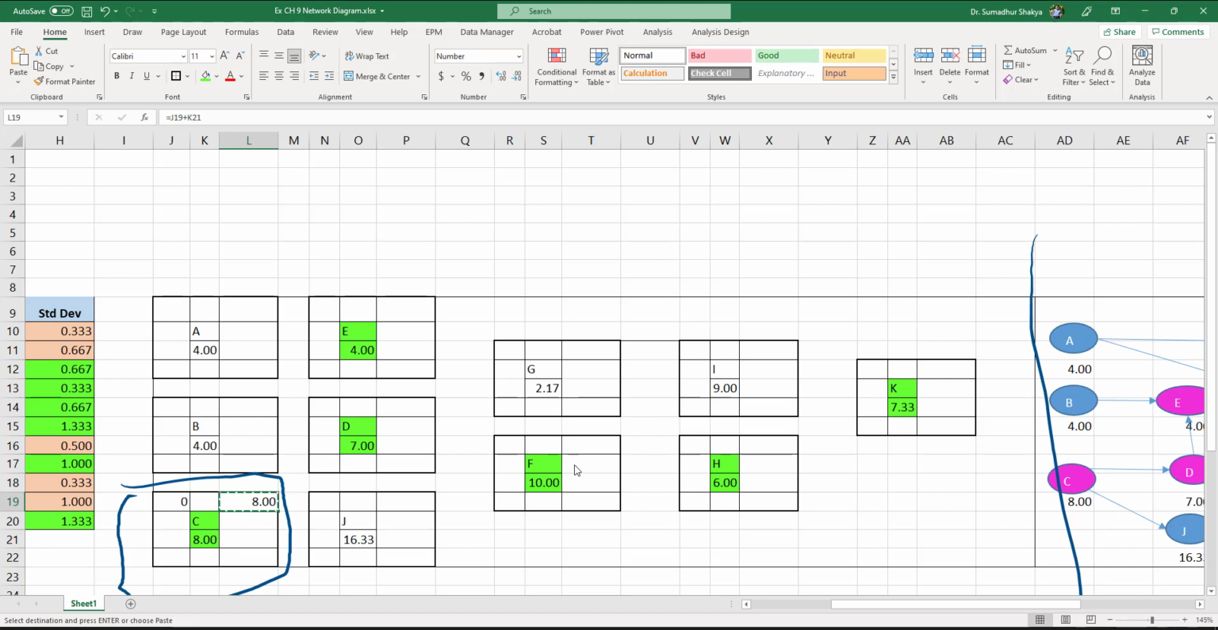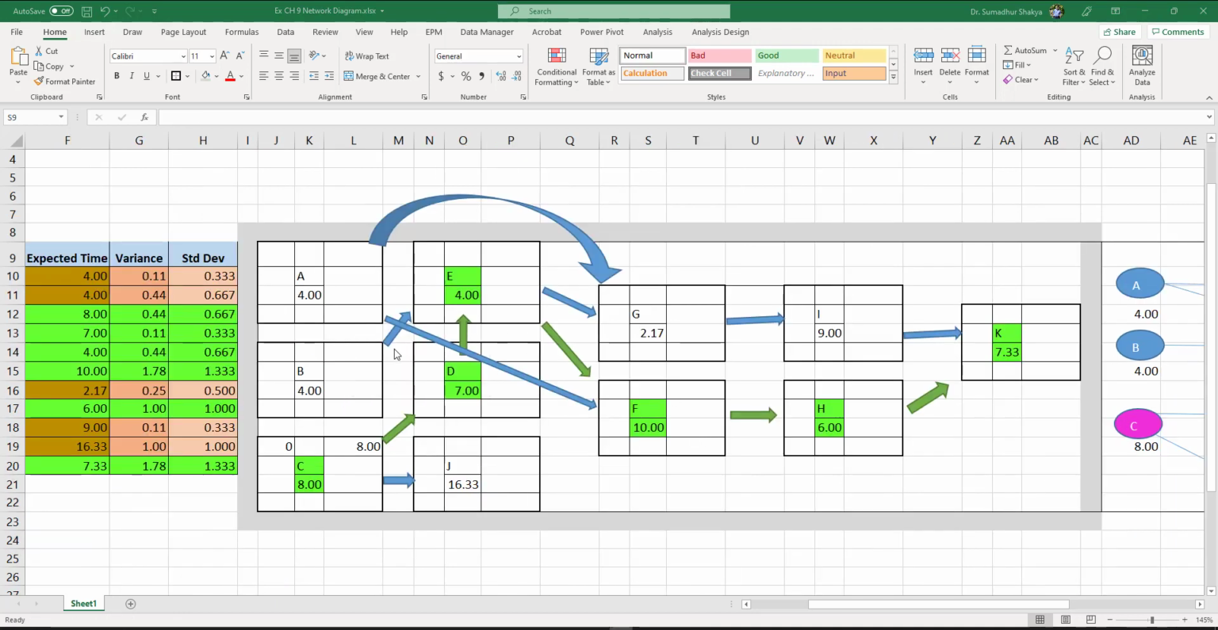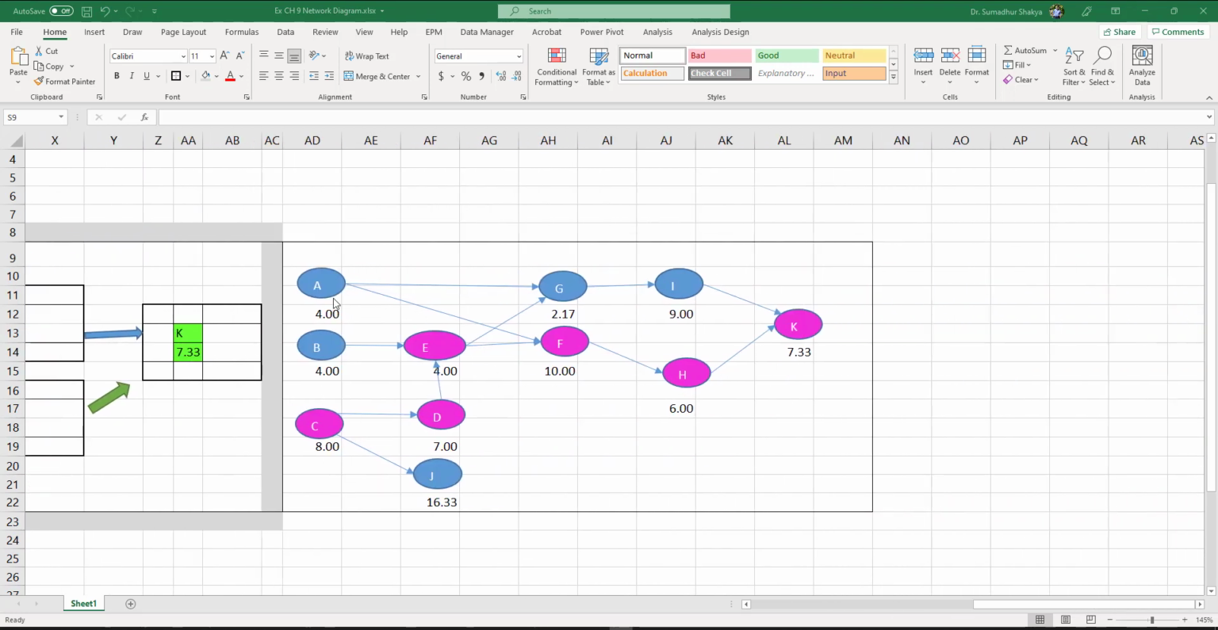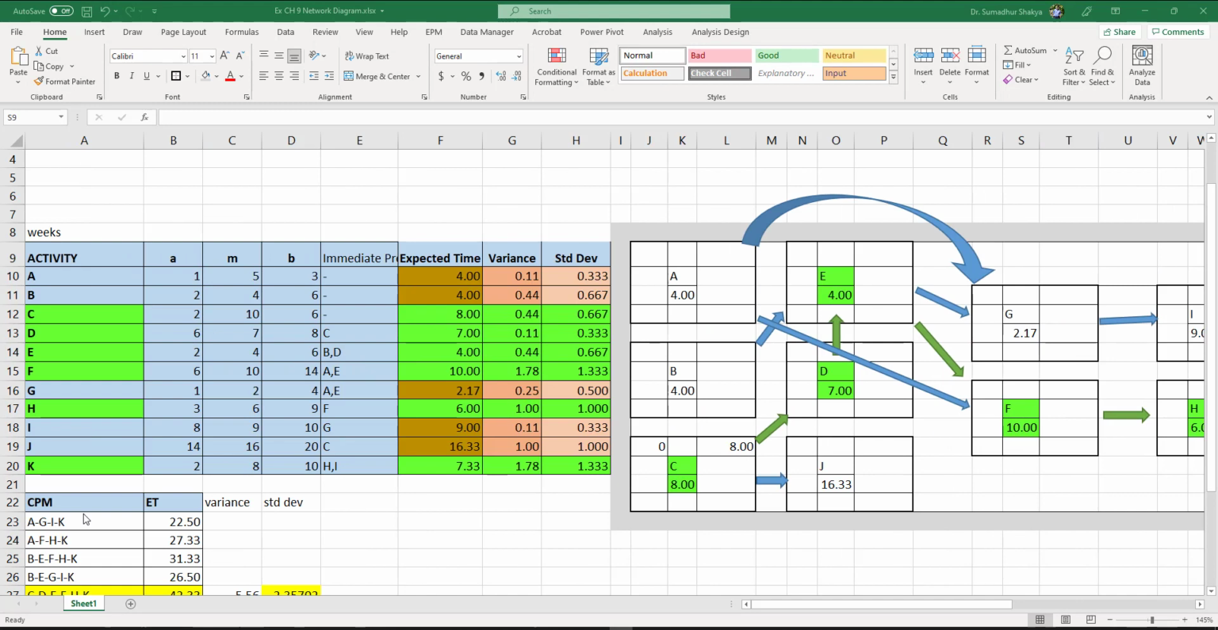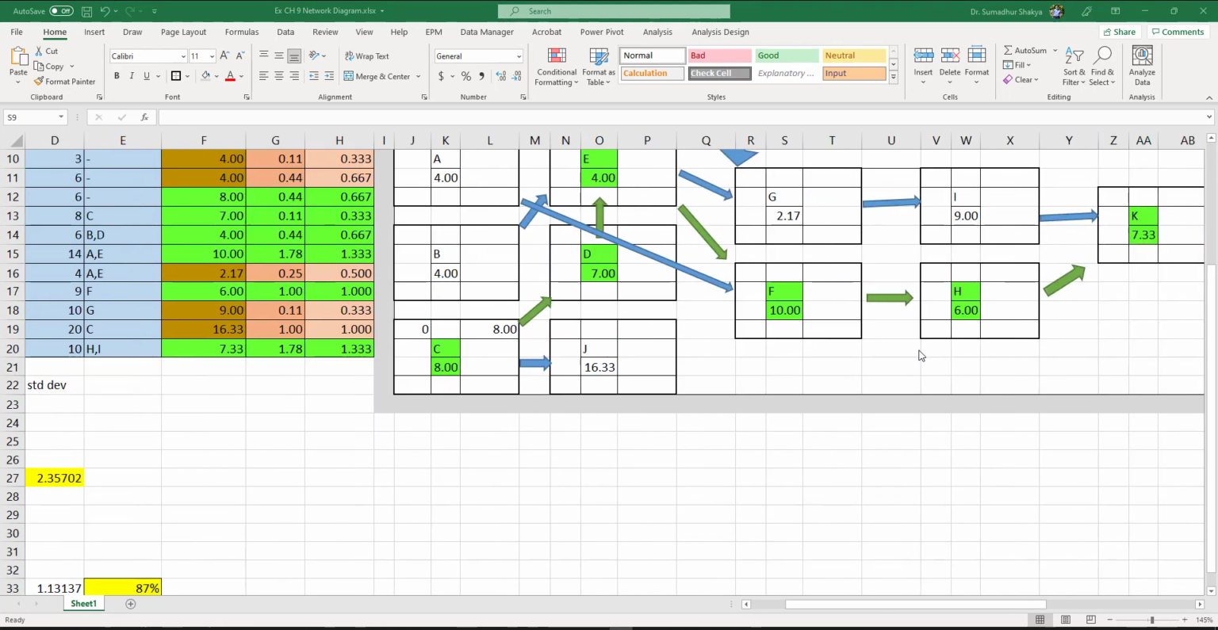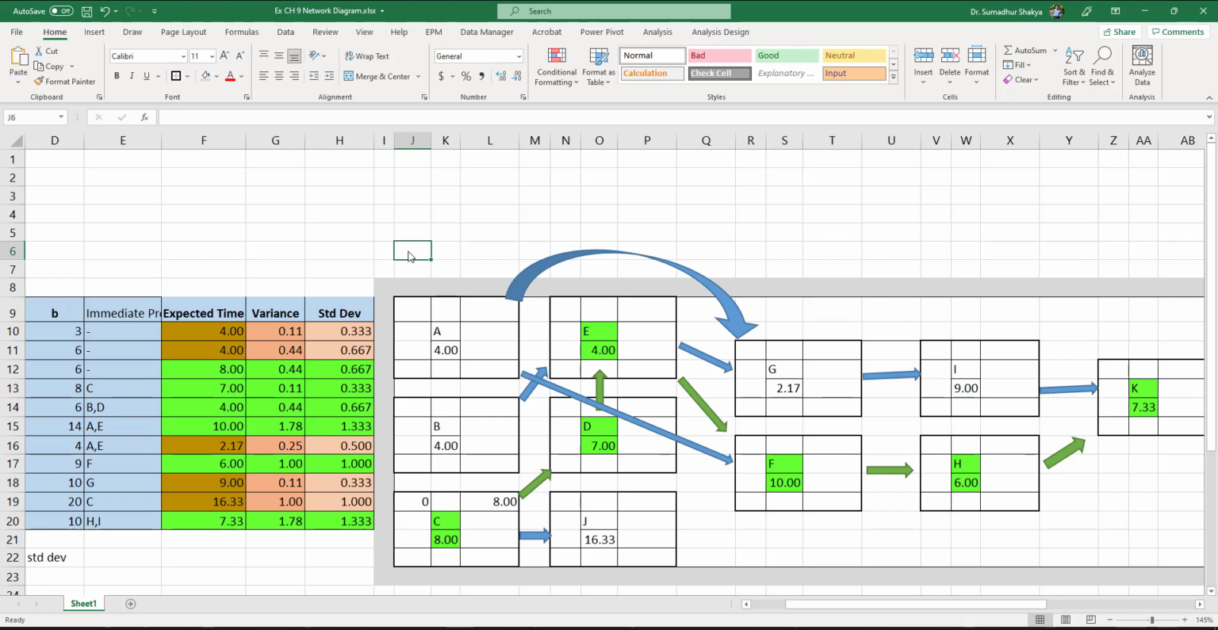So it's C, D, E, F, H, K. So let me draw that for a minute. So then we stay on path. So it's C, D, E, F, H, and then K. So after connecting all of these activities, just like the activity-on-node diagram that we drew for rough work for calculating all the sequence for CPM, now let's get started with the forward pass.